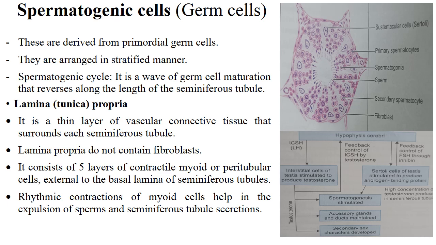And we have the lamina propria. It is a thin layer of vascular connective tissue that surrounds each seminiferous tubule, and it consists of 5 layers of myoid or peritubular cells external to the basal lamella of the seminiferous tubule. Rhythmic contraction of these myoid cells helps in expulsion of sperms and seminiferous tubule secretions.